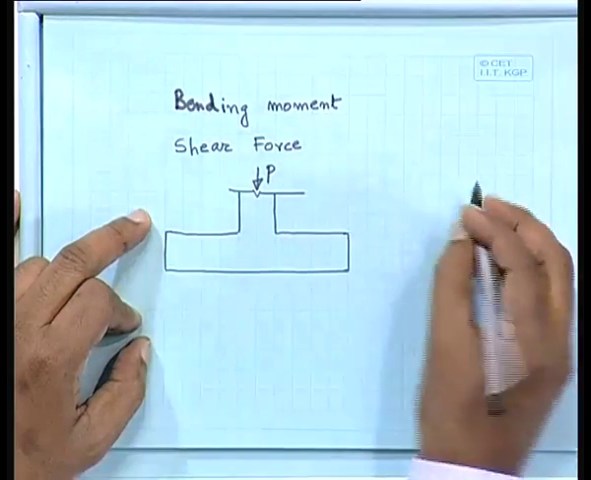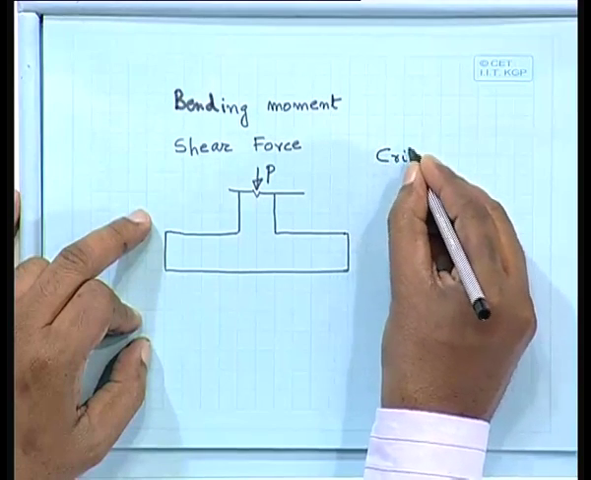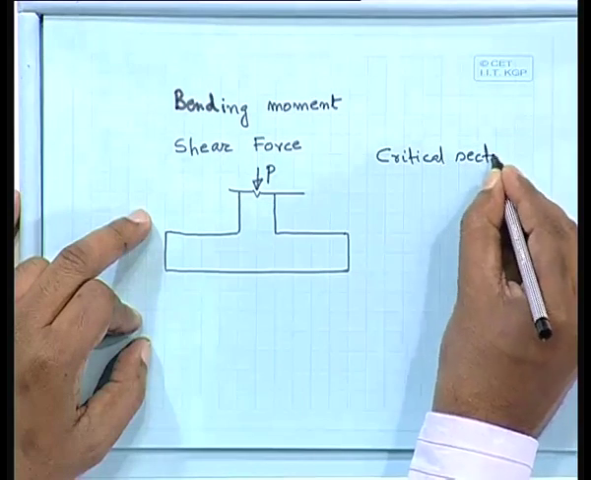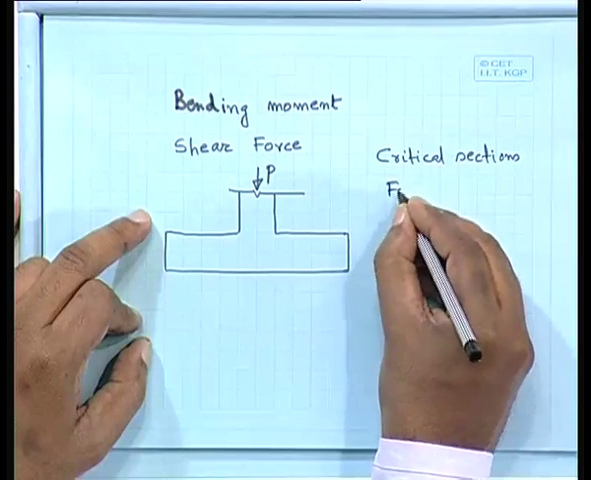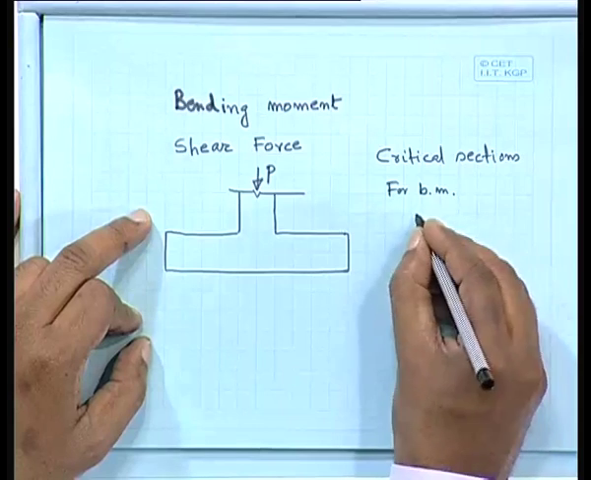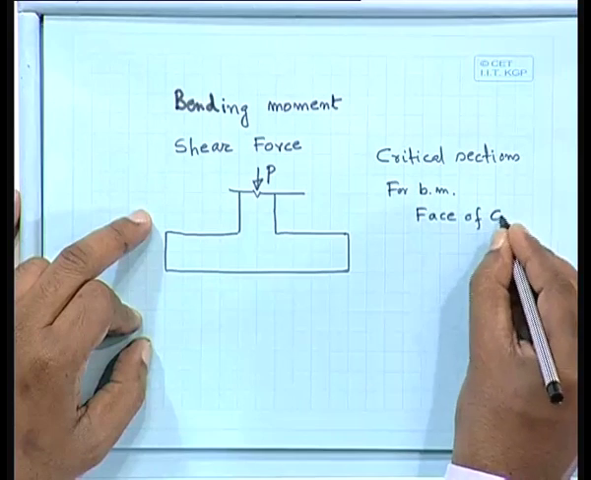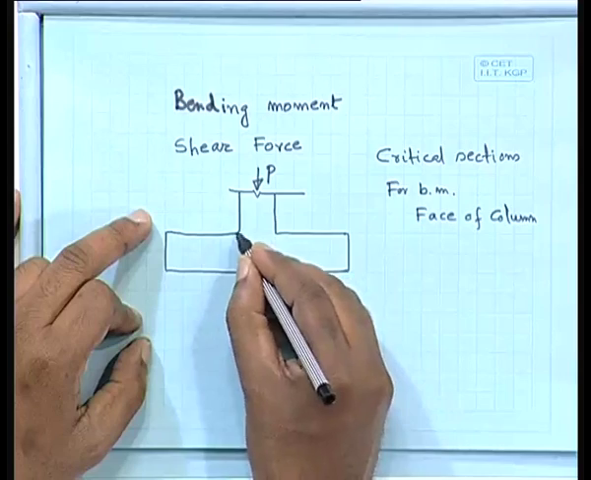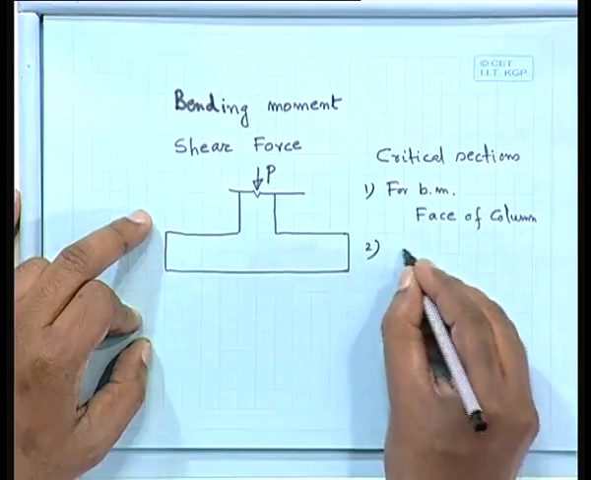Now bending moment, the critical sections. For bending moment, it will be at the face of column. That means either it will be here or we can take it here. So, face of column.